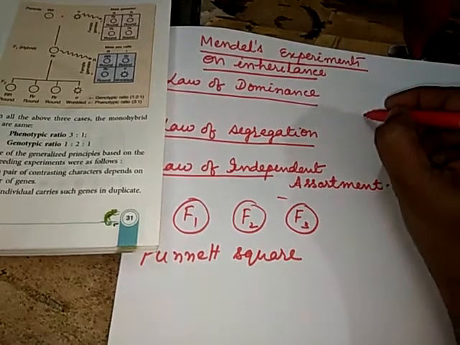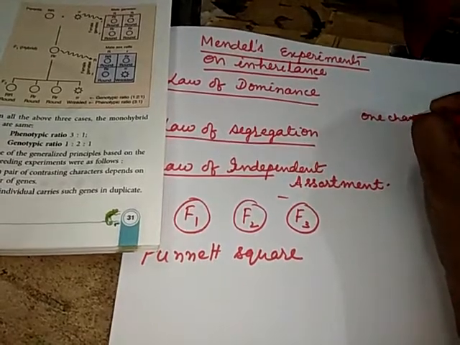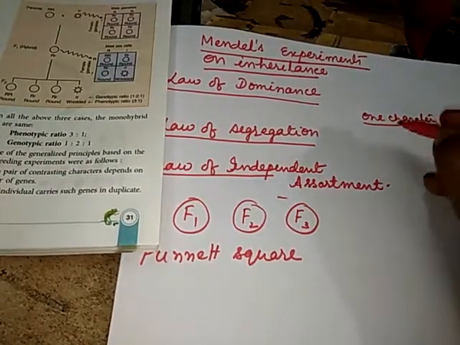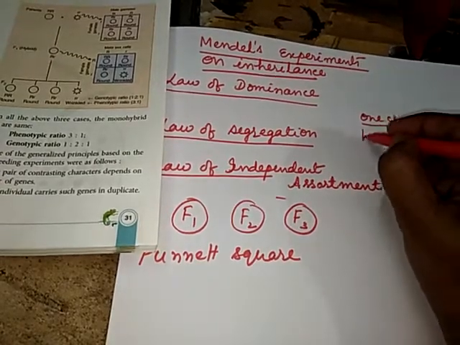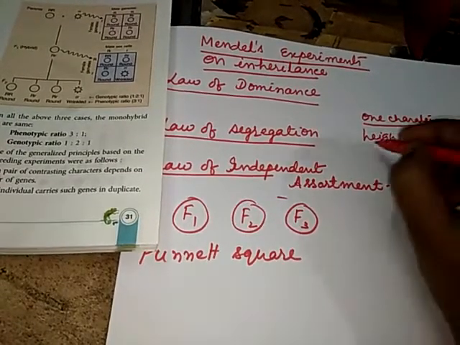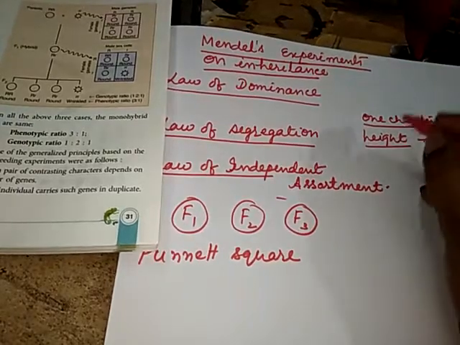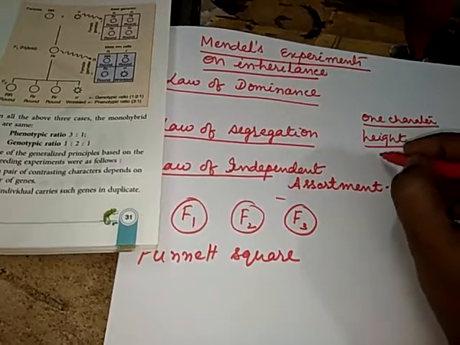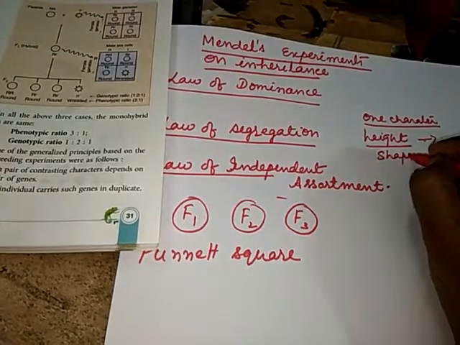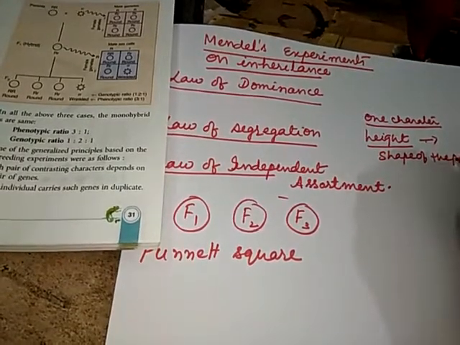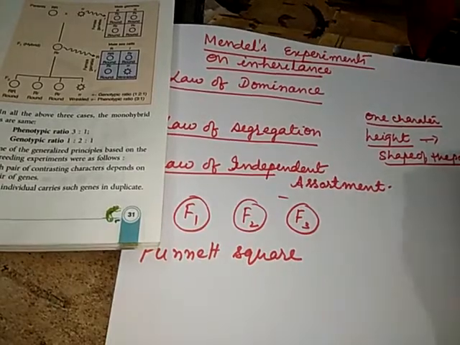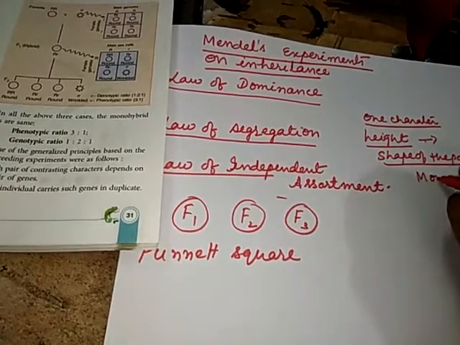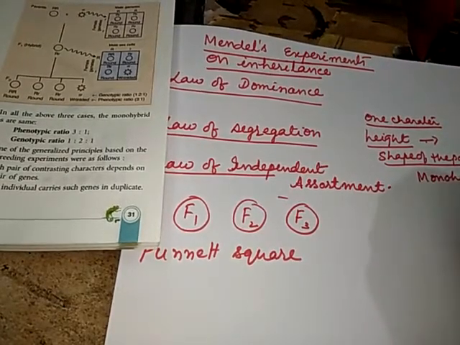If we are taking up one character from the two parents, it may be height, or the shape of the pod. When we discuss only one character in both parents, the cross is called a monohybrid cross.